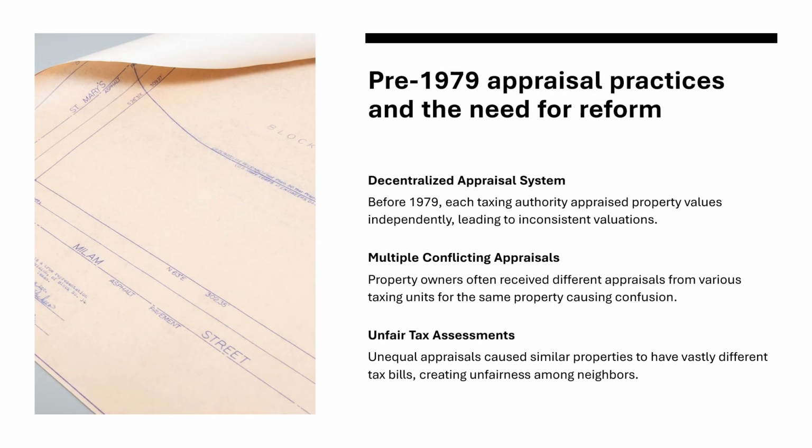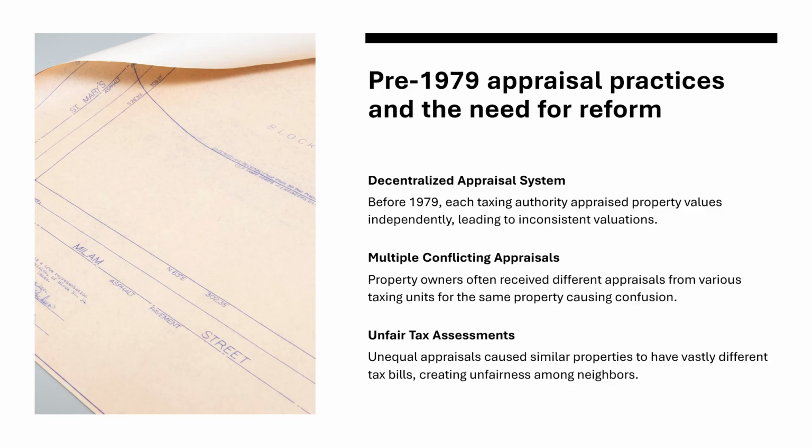Before 1979, Texas did not have the system of central appraisal districts that we know today. Instead, each taxing authority, cities, counties, school districts, and special districts, were responsible for appraising property values within its own jurisdiction. On paper, that may sound reasonable. In practice, it was a recipe for inconsistency and unfairness.